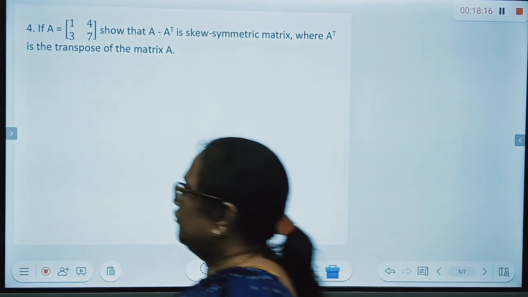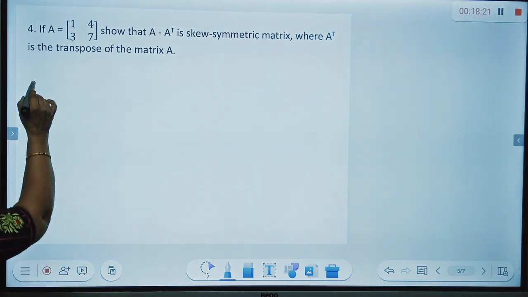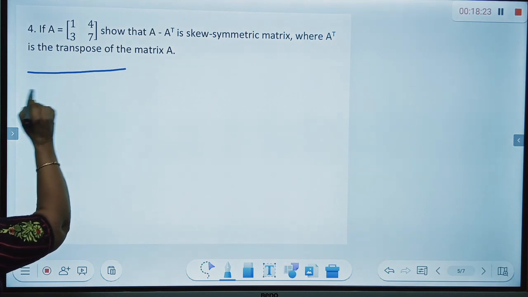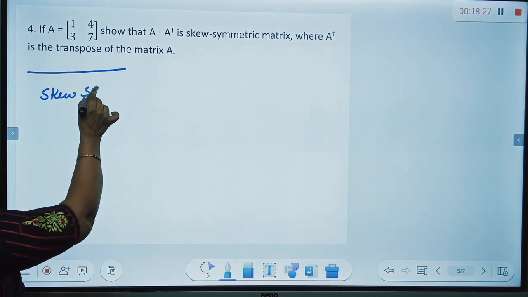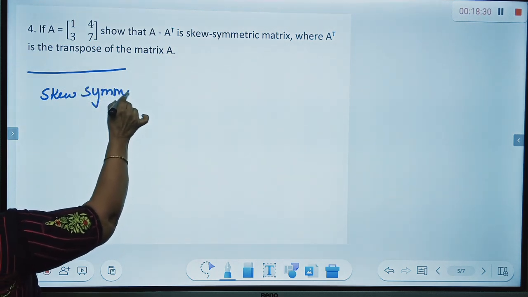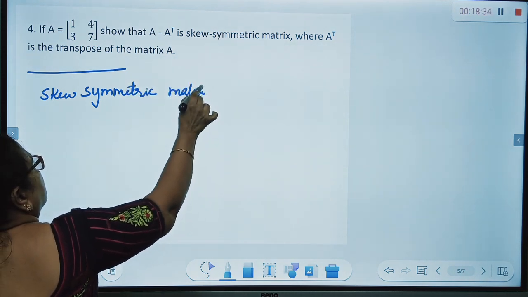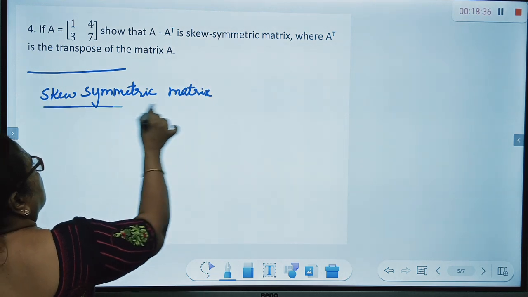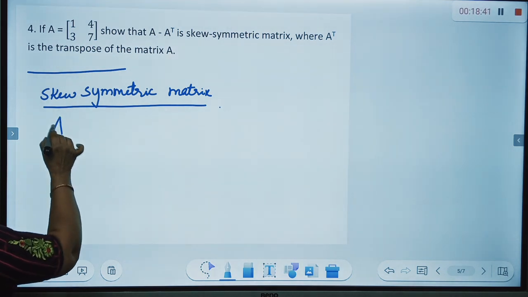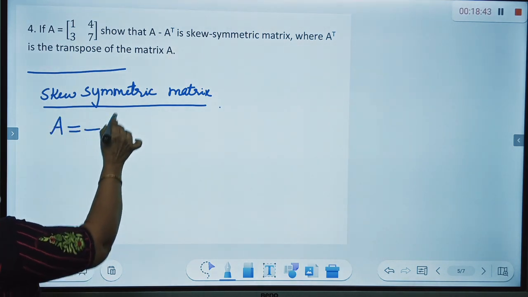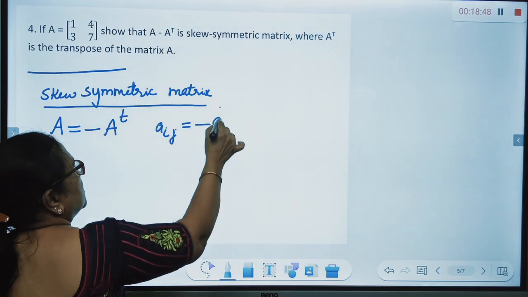Now, we have to show that A minus A transpose is skew symmetric. Before that, let me help you make an example of a skew symmetric matrix. What is a skew symmetric matrix? A equals minus A transpose. So, Aij will become minus Aji.